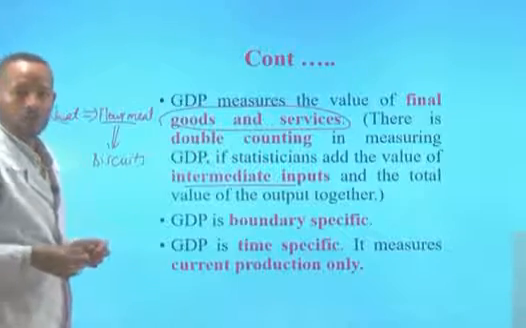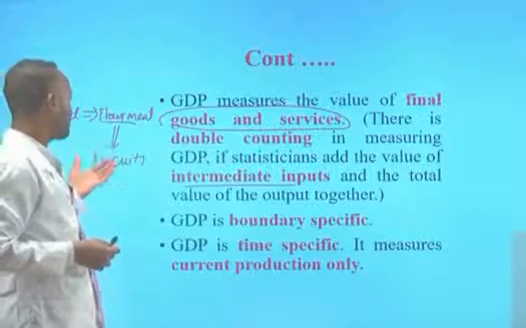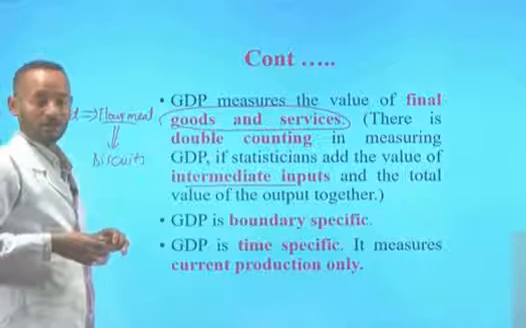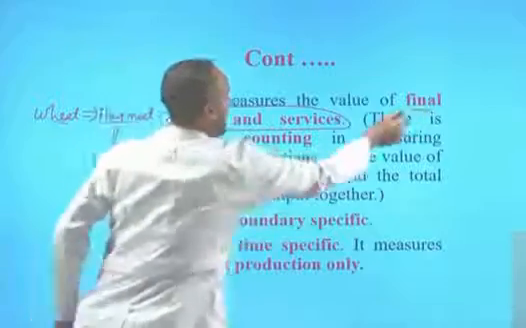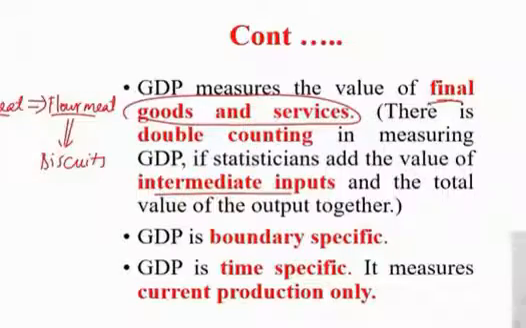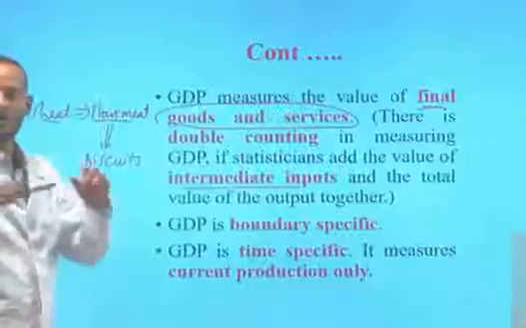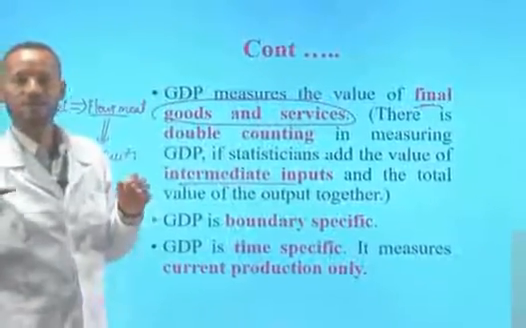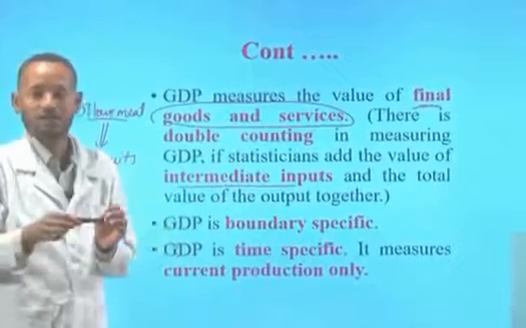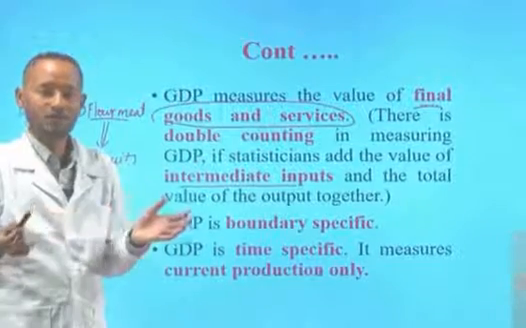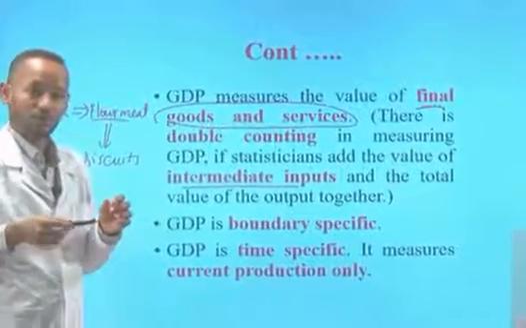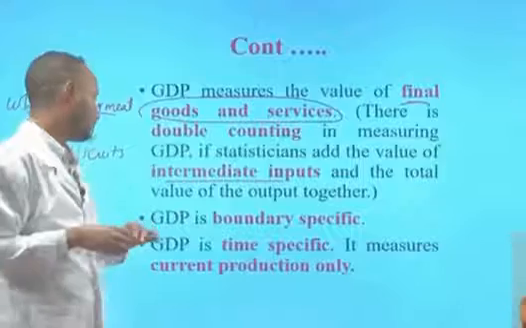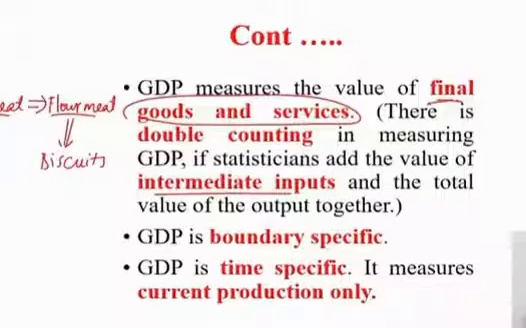If we add the values of the intermediate inputs and the values of the outputs together, there is double counting. So in order to avoid this, we will take the market value of the final goods and services. GDP is boundary specific. That means GDP measures the market value of all currently produced final goods and services within the boundary or the territory of a country, whether it is produced by foreigners or Ethiopians. The Ethiopian GDP measures all the outputs produced within the boundary or the territory of Ethiopia. GDP is time specific. That means it measures only current production, usually a year.